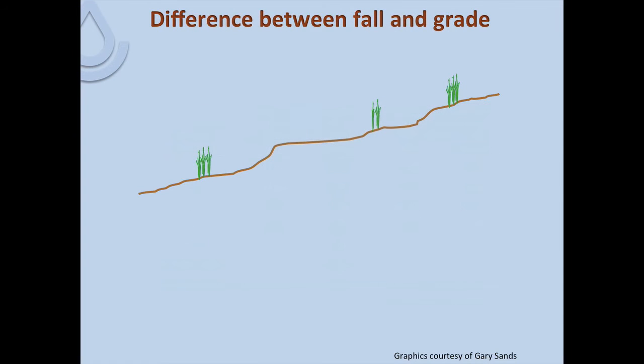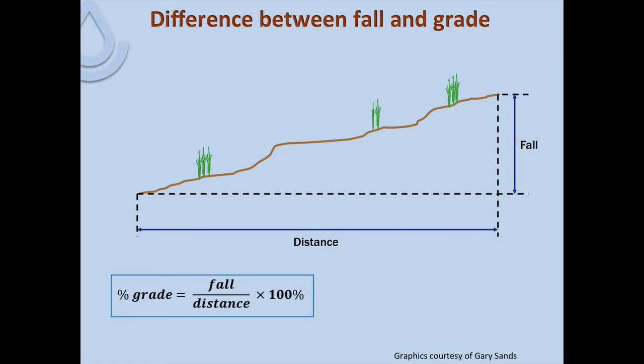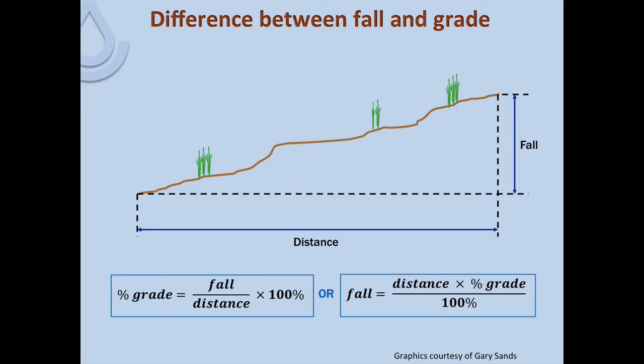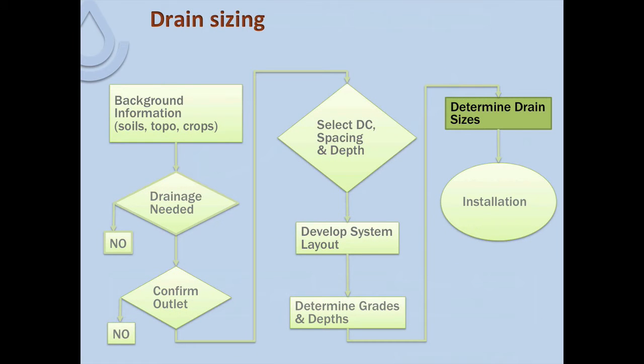And then just a reminder of the difference between fall and grade. We need to know both the fall and then the distance that occurs over, and then we can calculate grade. Or if we know the grade and then the distance, we can calculate fall. And then the last step we'll cover here is drain sizing.